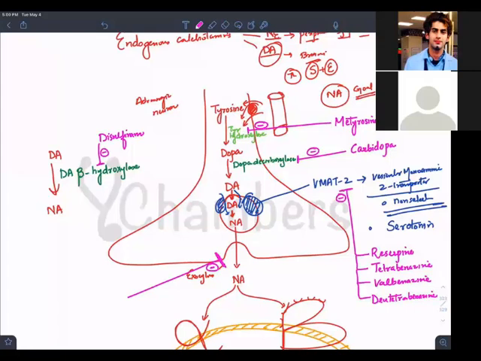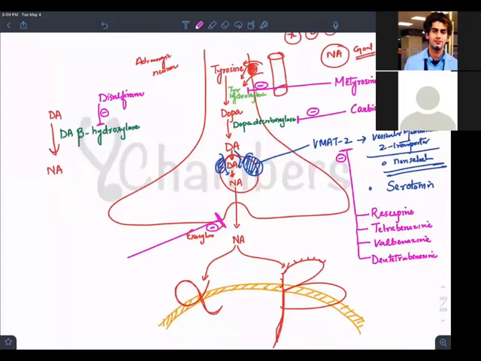Okay. Exocytosis you have to inhibit. What can you give? Guanethidine. Very nice. Guanethidine. What else? Only guanethidine? Bretylium. You will give bretylium. Okay.